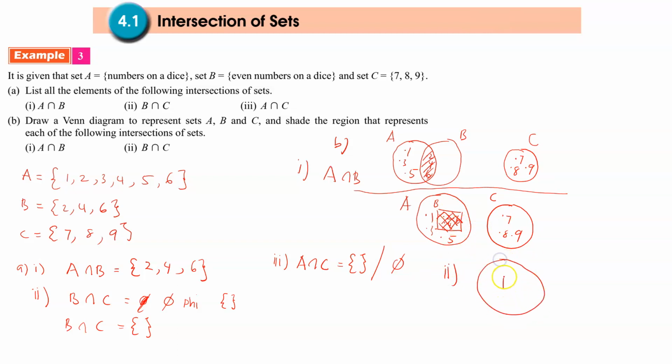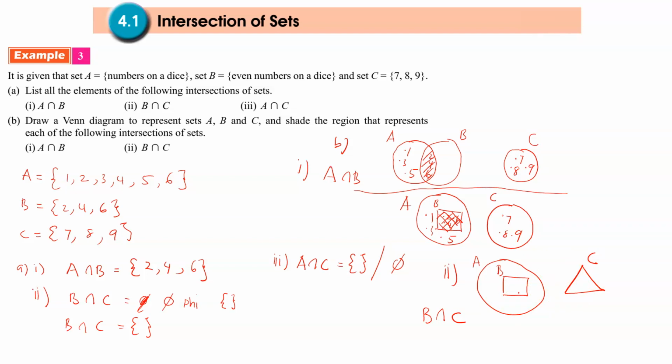Bawah ni, kita guna diagram yang sama. A, B, C ni saya nak guna triangle. C. Dia nak B intersect C. B intersect C. Dia nak awak shade the region kan. So, B dengan C ada intersection tak? Tak ada. So, tinggalkan macam tu.